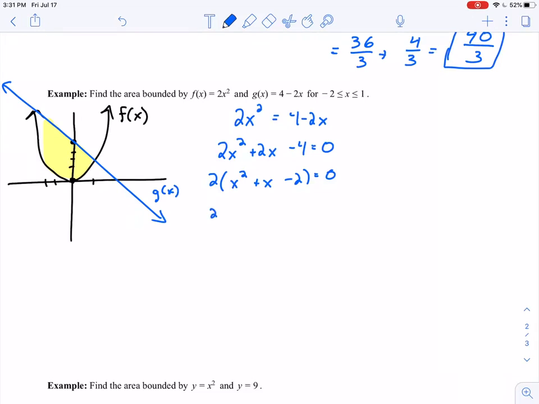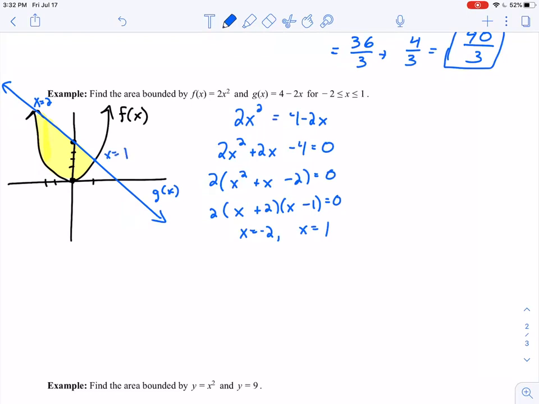And this will leave me with 2 times x plus 2 times x minus 1 equals 0, which will give me x equals negative 2 and x equals positive 1. And this is a huge relief for me. This tells me I'm going all the way to the left to that other point of intersection. That means the points of intersection happen at x equals negative 2, and this occurs at x equals 1.